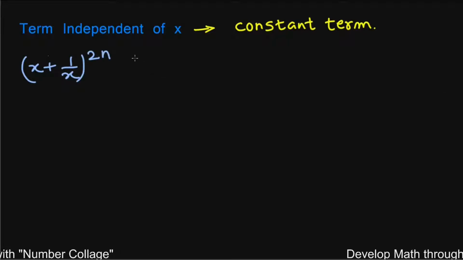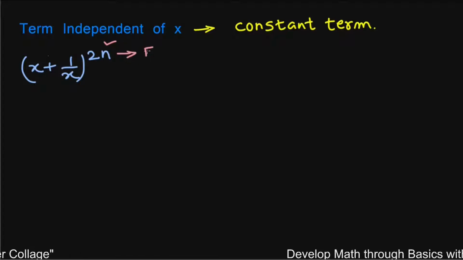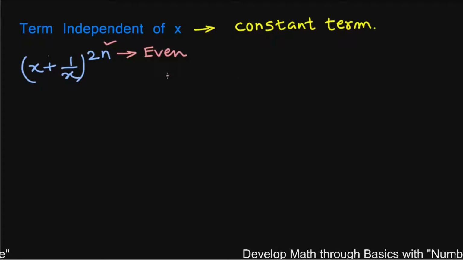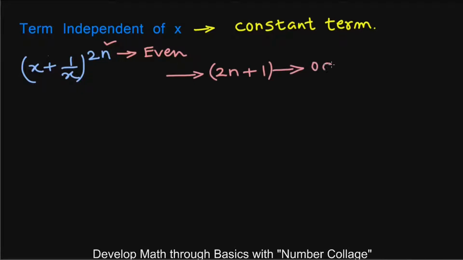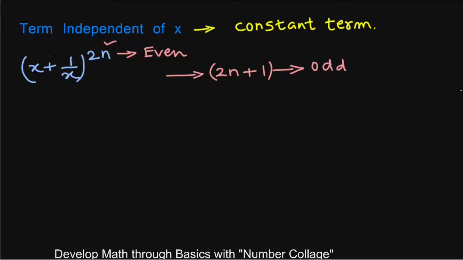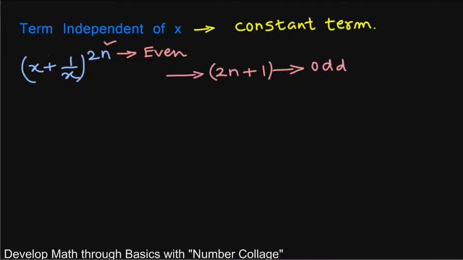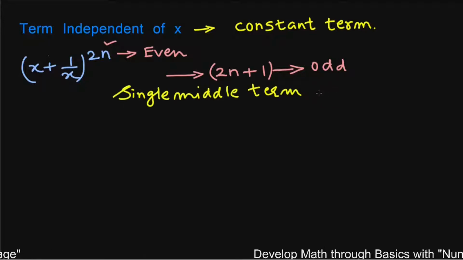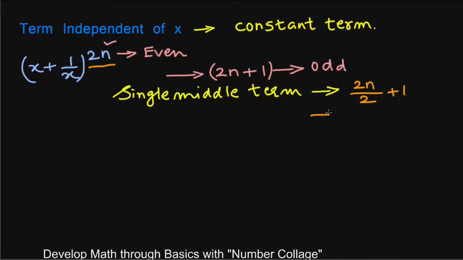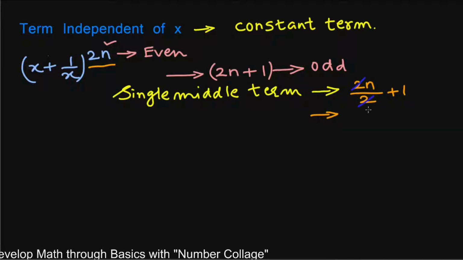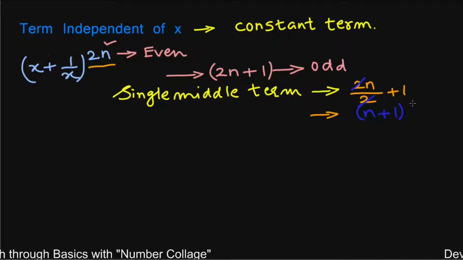Here, for any positive integer n, 2n will be an even number and the total number of terms will be 2n plus 1, which will be an odd number. And when the number of terms is an odd number, there is a single middle term, which will be the 2n upon 2 plus 1, where this 2 gets cancelled, the n plus 1th term.